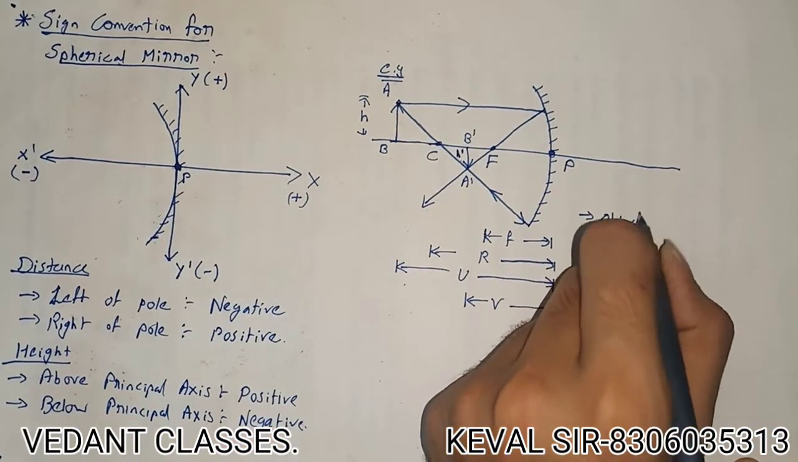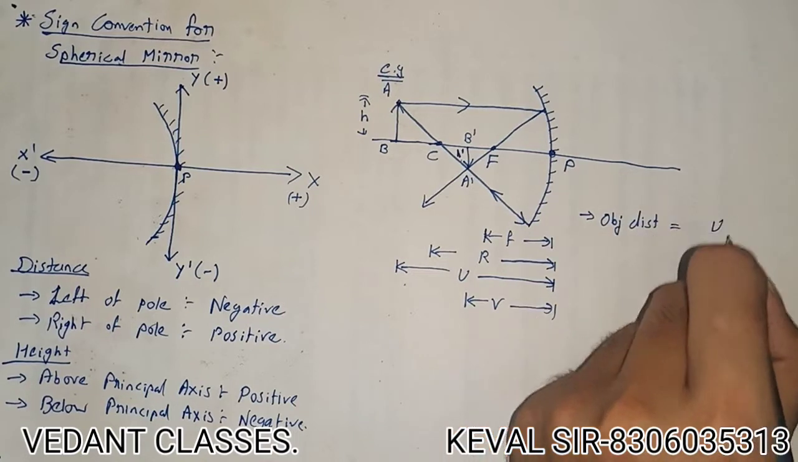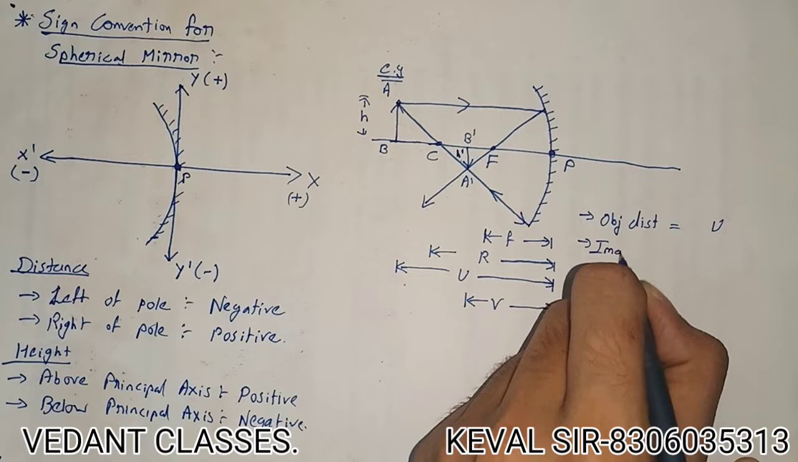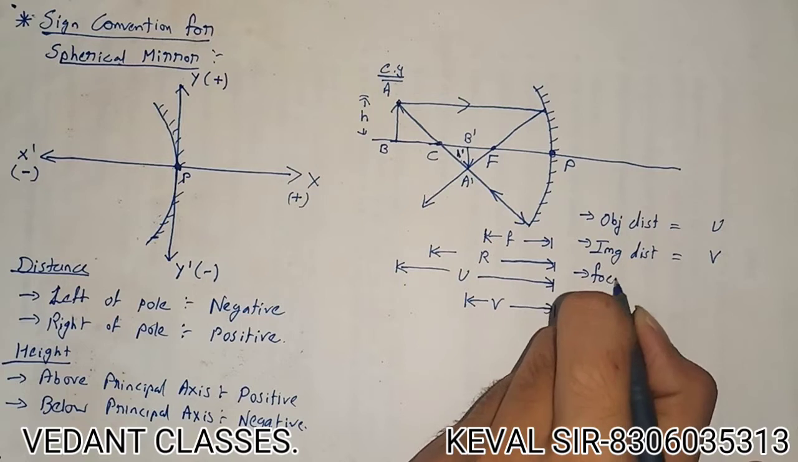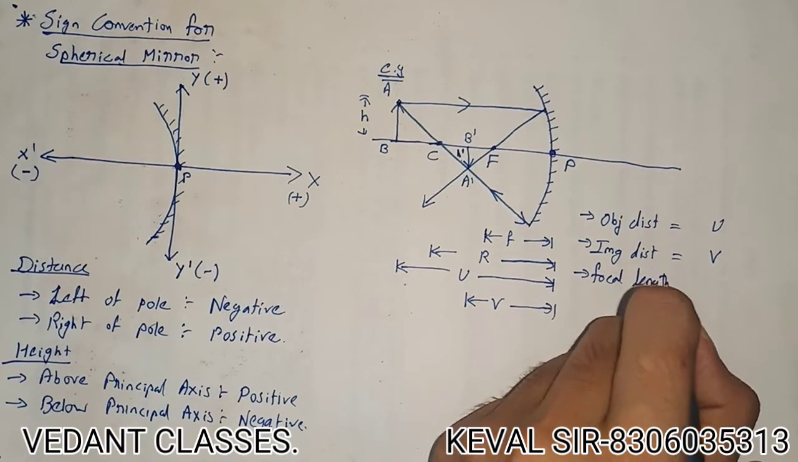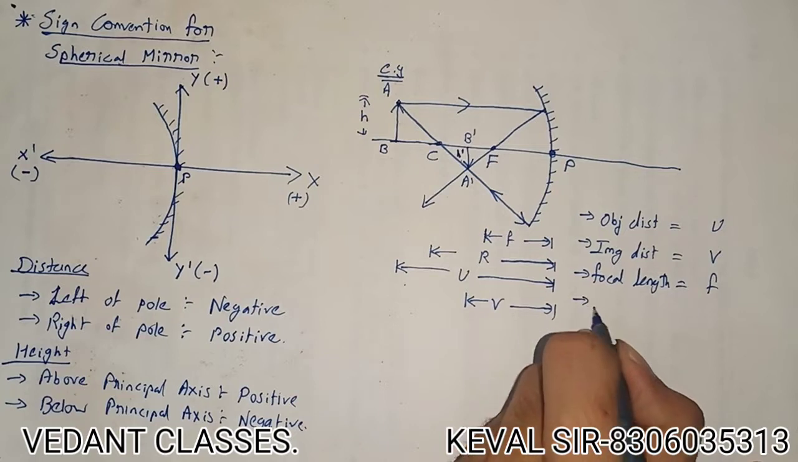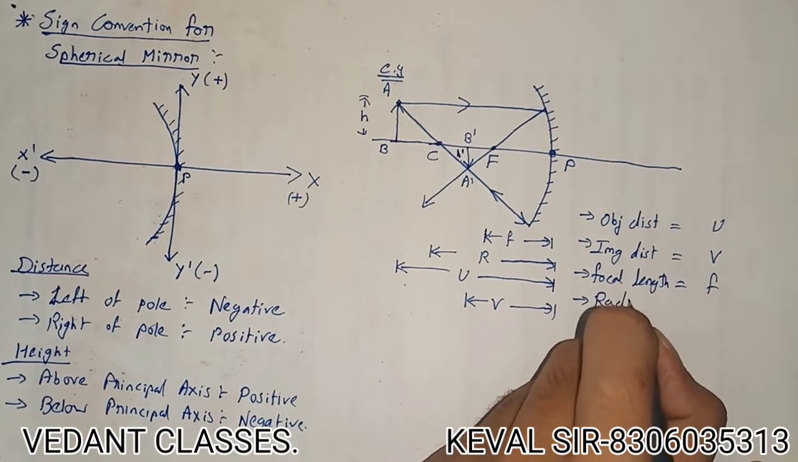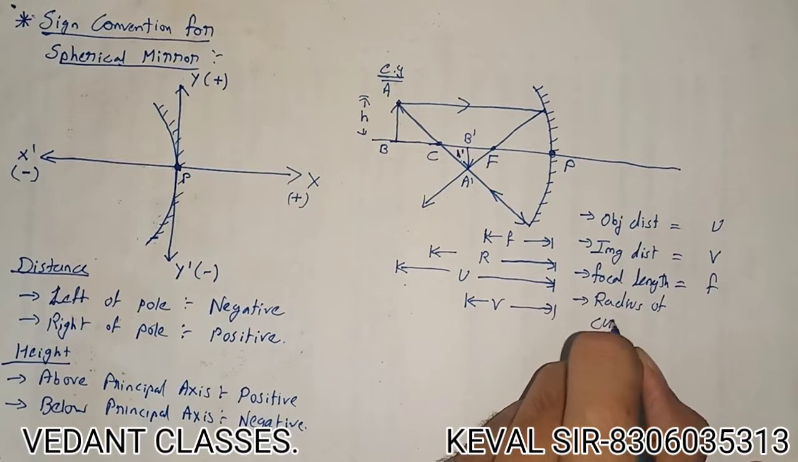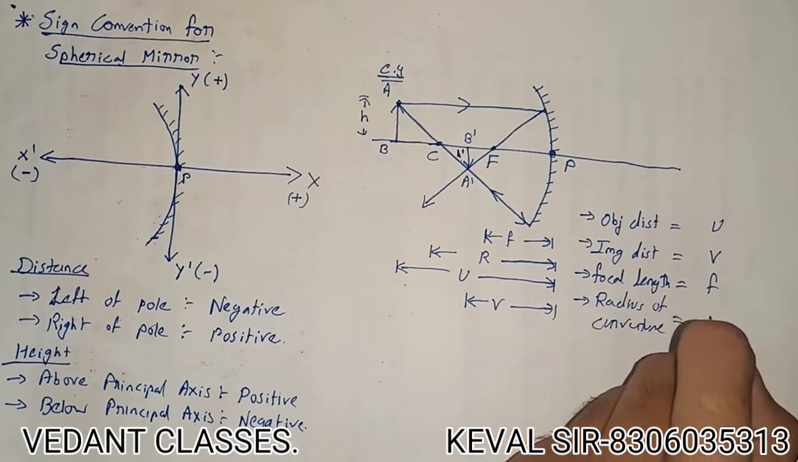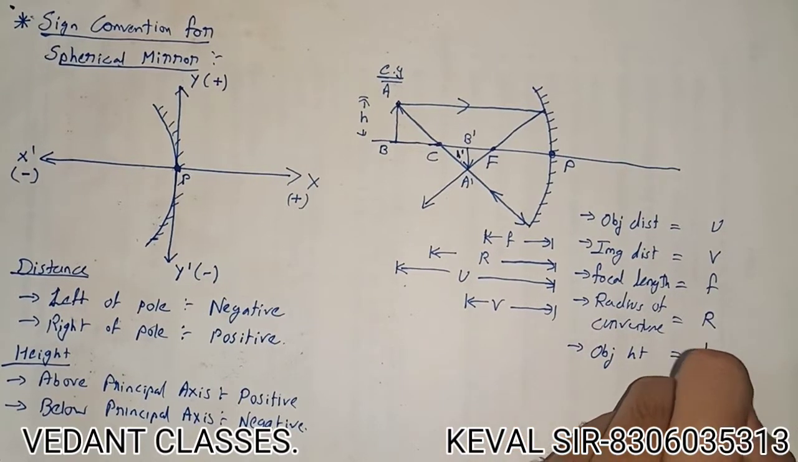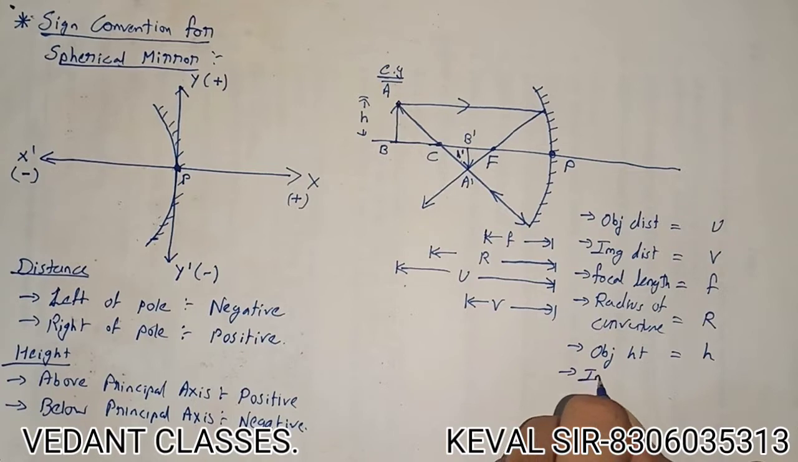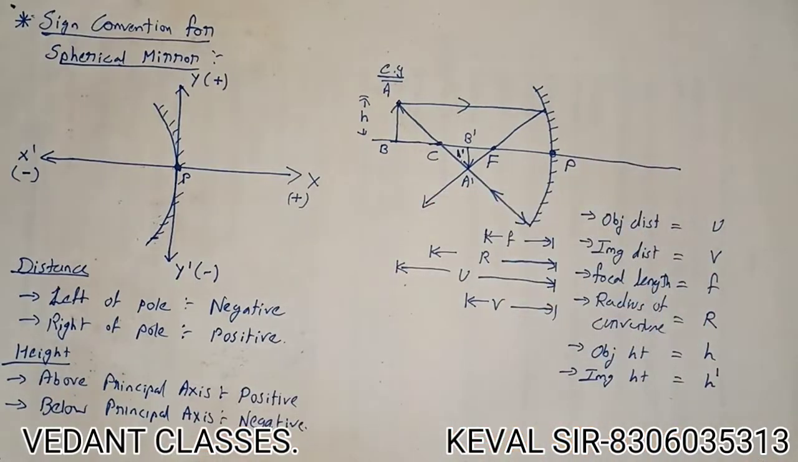So now see, let's start with object distance, that will be equal to U, then image distance, that will be equal to V, then focal length, that will be equal to F, then radius of curvature, that will be equal to R, then object height, that will be equal to H, and image height, that will be equal to H dash. Now see how we can apply the sign for this.